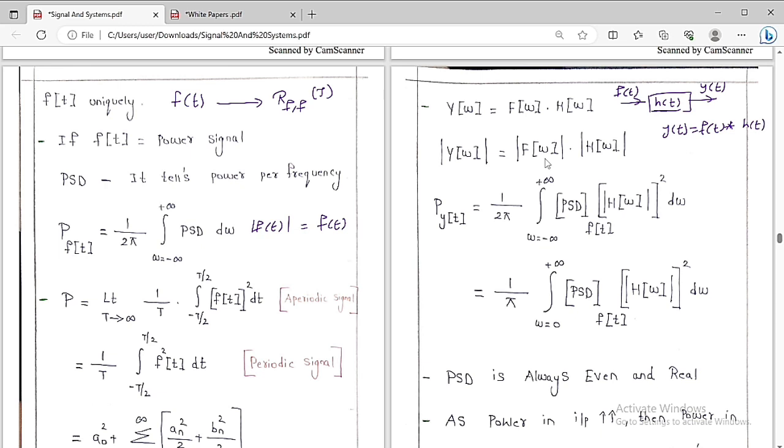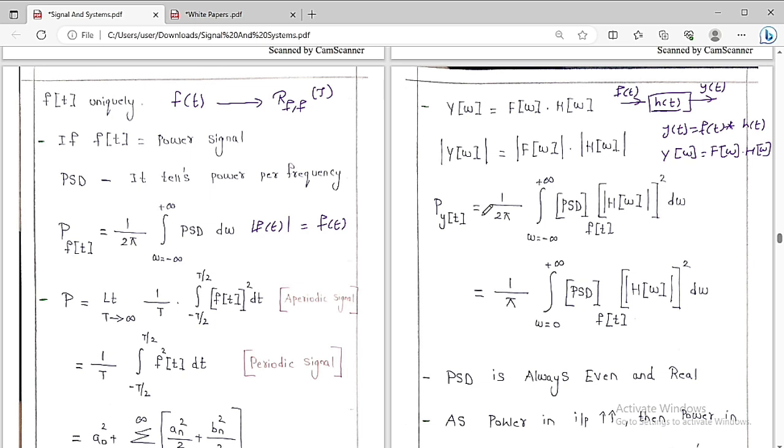I have already told you that convolution in the time domain changes to multiplication of Fourier transforms in the frequency domain. So it becomes Y of omega is equal to F of omega into H of omega. Therefore we can say that convolution in time domain leads to multiplication in frequency domain. As I have already told you, the Fourier transform is a complex number with a magnitude and a phase angle. So considering the magnitude part, magnitude of Y of omega is equal to magnitude of F of omega into magnitude of H of omega. Now I want to find the power present in the signal y of t.